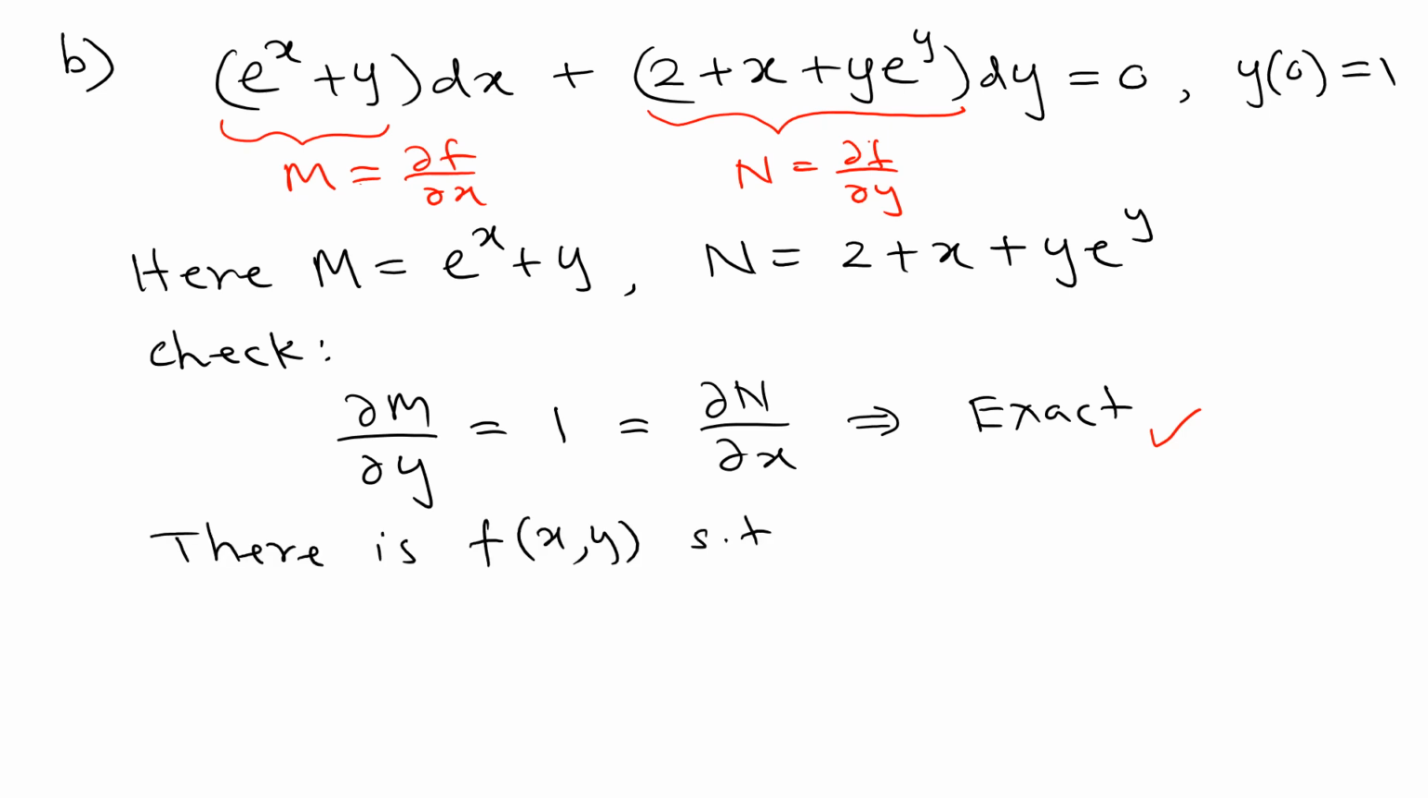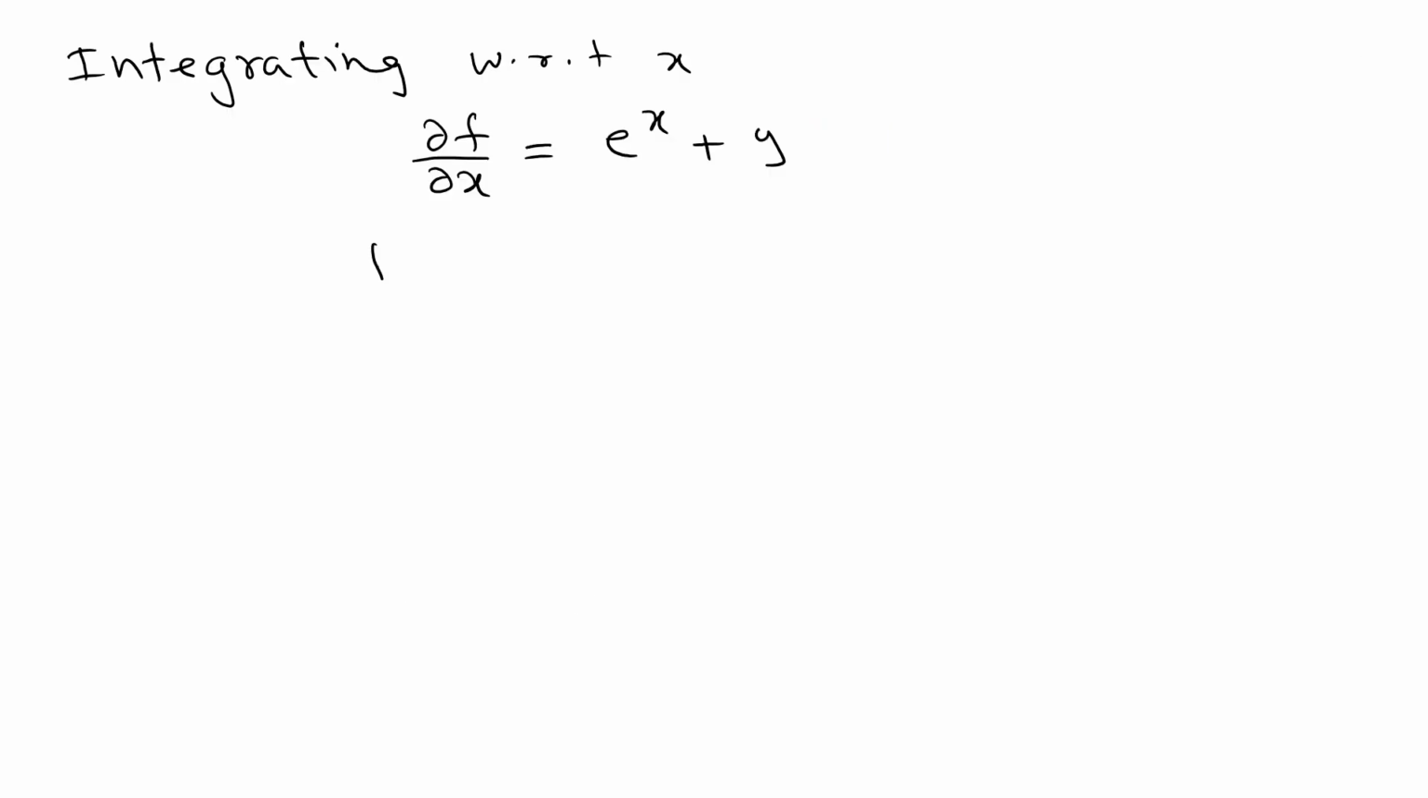So then there is f(x,y) such that ∂f/∂x equals the first function, which is e^x plus y. So we're going to continue with this one because that's easy to work with. So when you integrate this, we get f(x,y) equals e^x, and then when you integrate with respect to x, you get xy, and then again plus a function of y, g(y). So let's call this equation number 1.